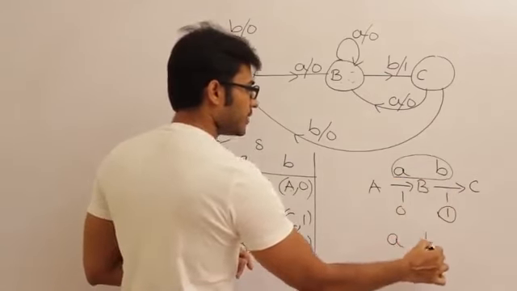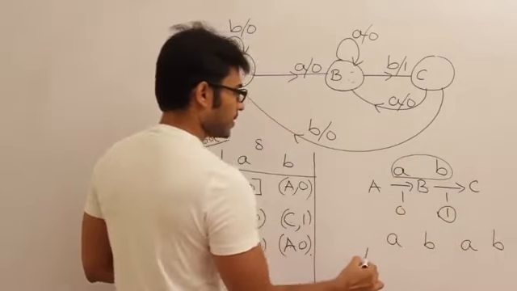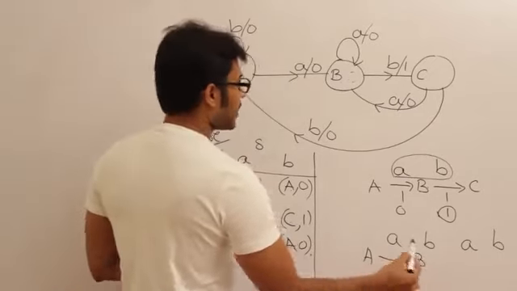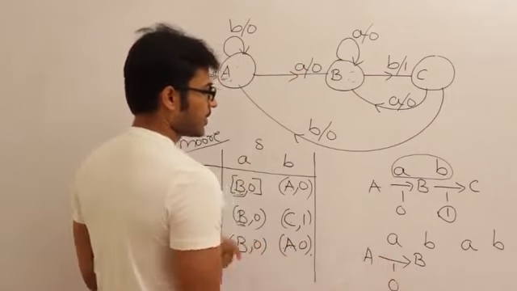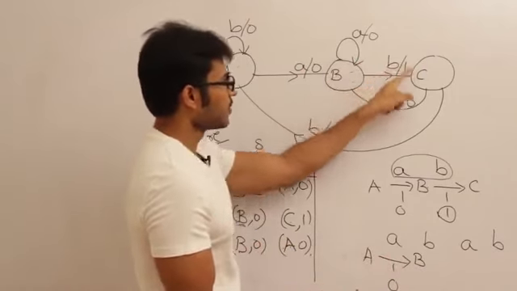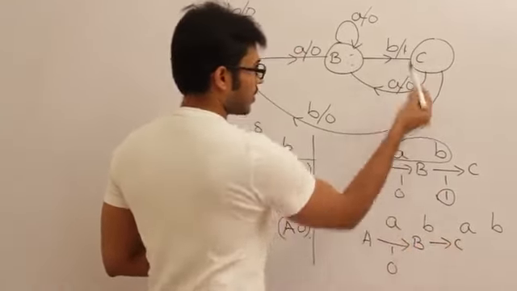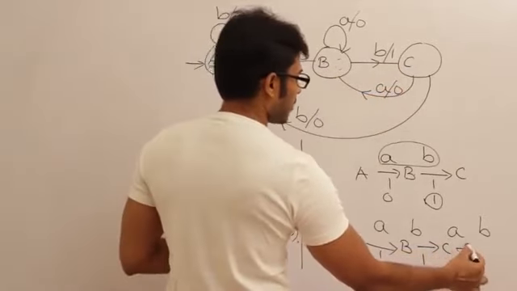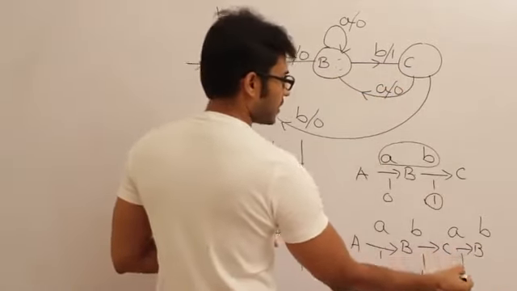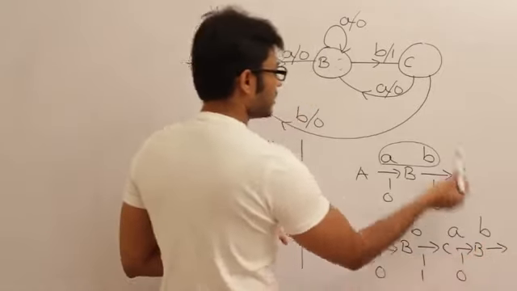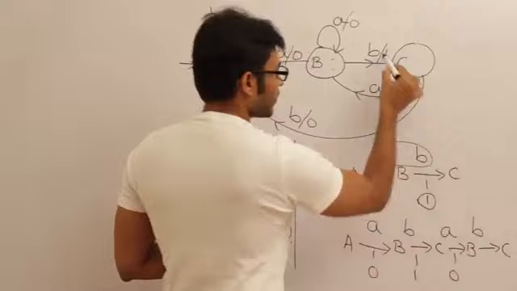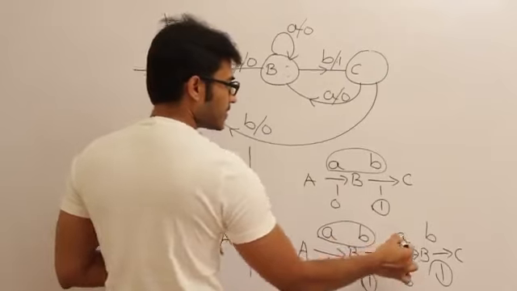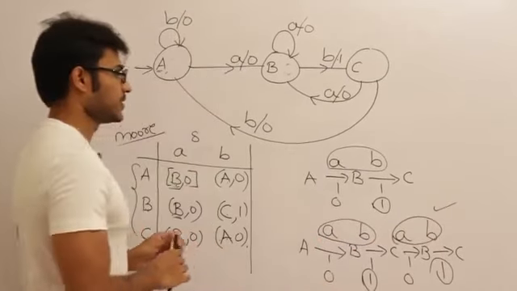You can even take ABAB. Capital A on small a is going to capital B, and what is the output? It is 0. And capital B on small b is going to capital C, and what is the output? 1. And capital C on small a is going to capital B, and what is the output? 0. And capital B on small b is going to capital C. What is the output? 1. So I got two 1s corresponding to two ABs. Got it? So this is the answer.